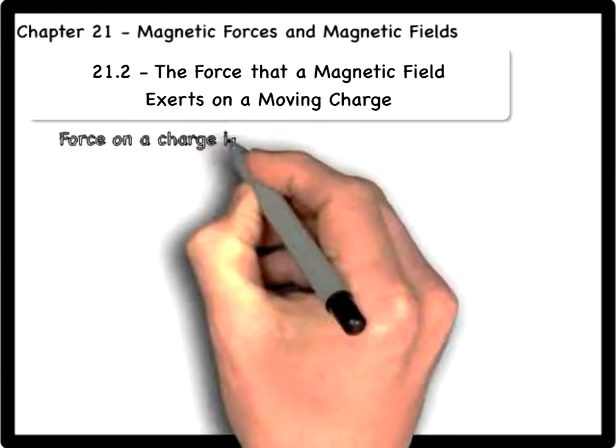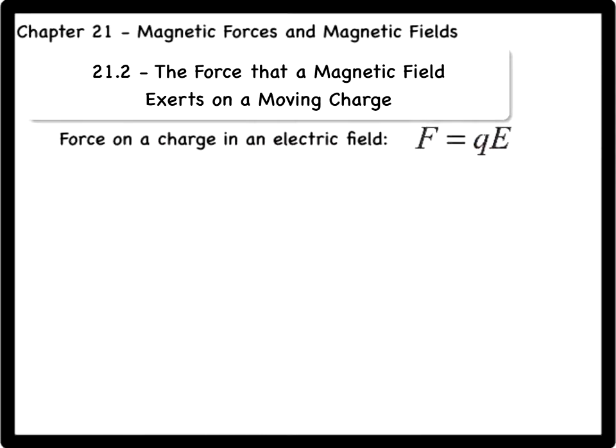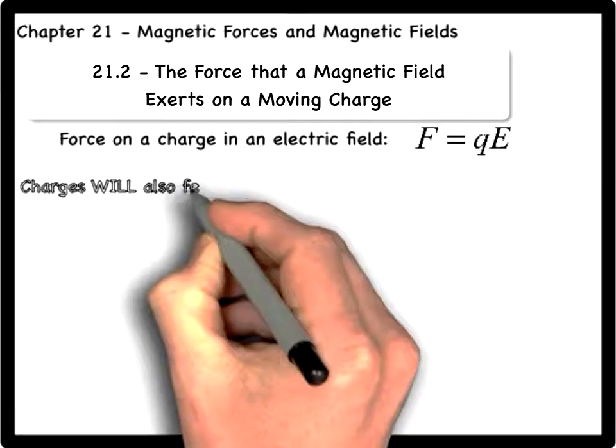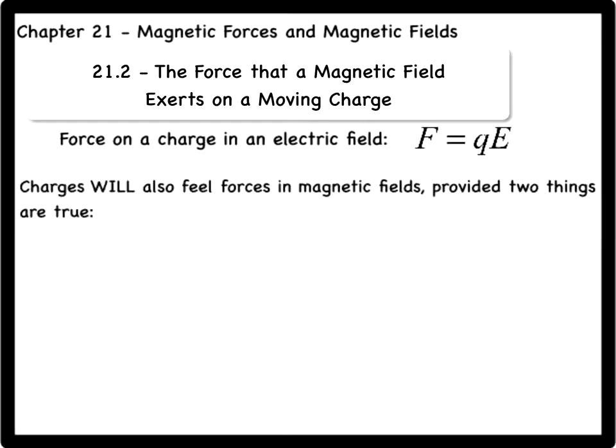We showed in Chapter 18 that when a charge is placed in an electric field, it experiences a force given by F equals QE. This force points in the same direction as the electric field for positive charges, and opposite the direction of the electric field for negative ones. It turns out that charges will also feel forces in magnetic fields, a magnetic force, provided two conditions are satisfied. First, the charge must be moving.